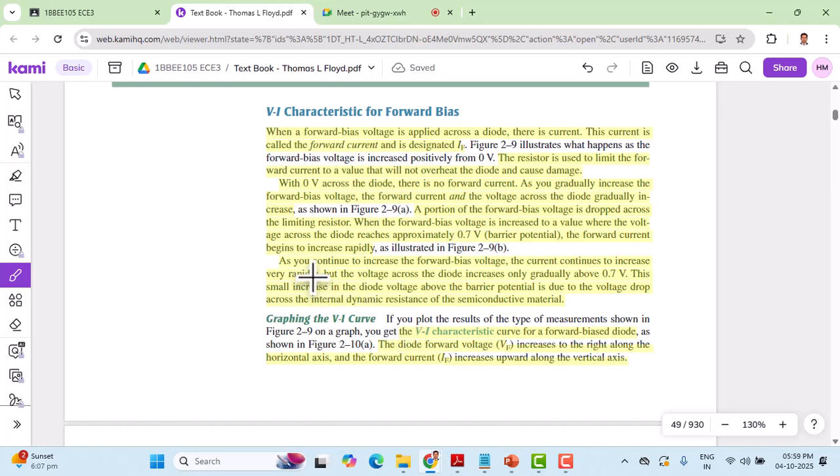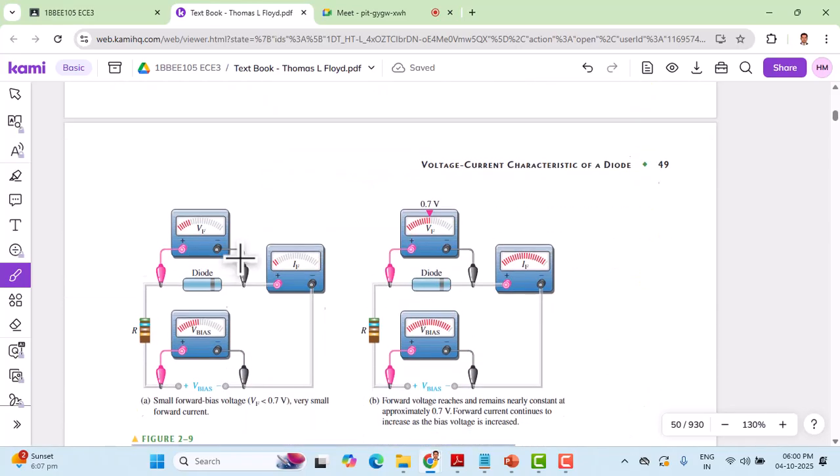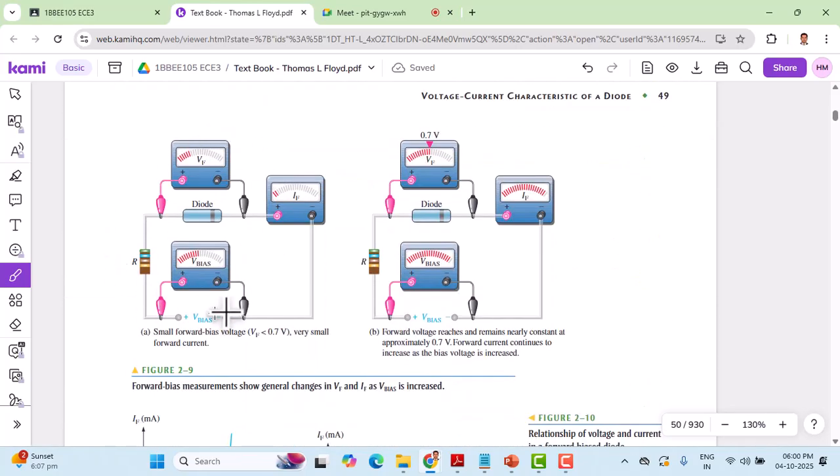And now it's time to look at the graphical plot of the forward bias and reverse bias characteristics. Here we have an experimental setup to plot the voltage-current characteristics of a diode in the forward bias mode and the reverse bias mode. So here we have two setups, one with forward voltage VF, or V bias, less than 0.7. This is the setup we have.